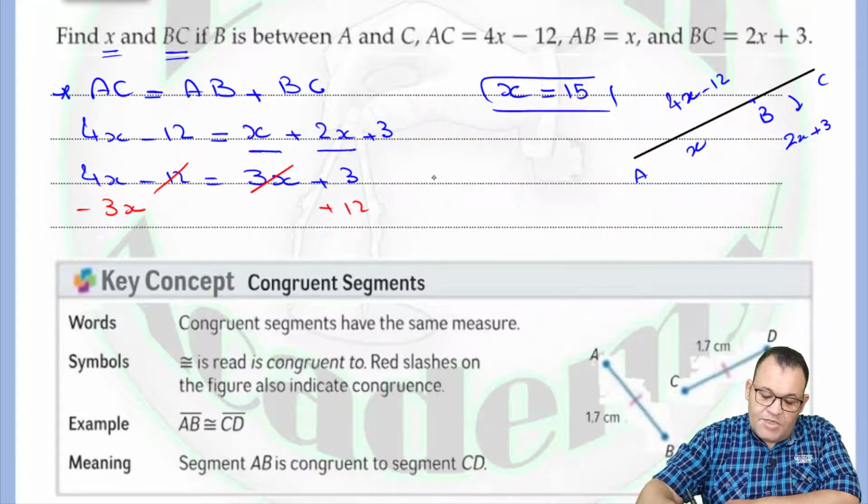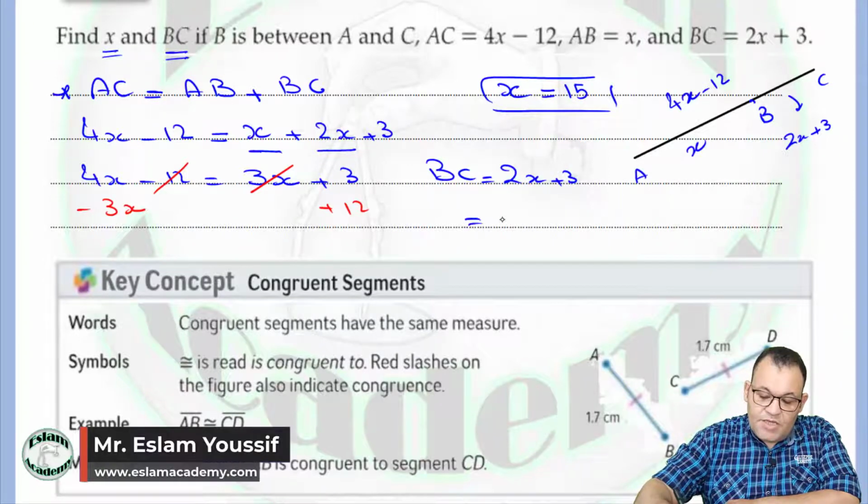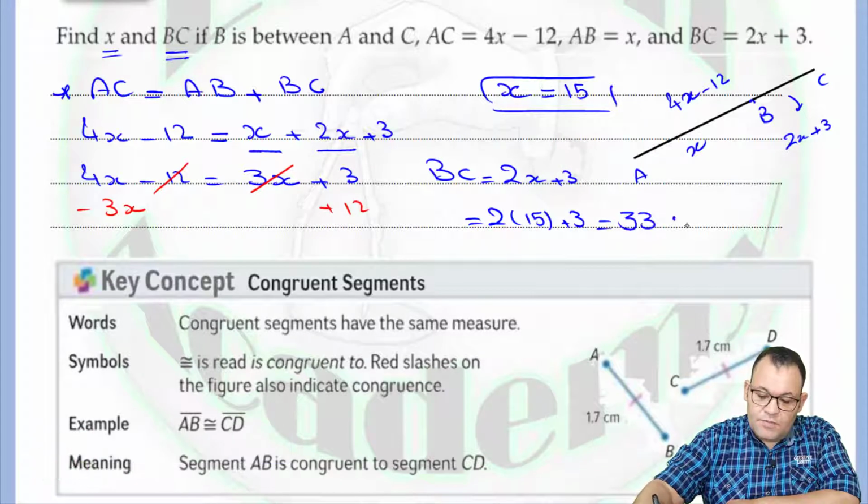Now we need to find BC. What is the value of BC? BC is equal to 2x plus 3, and instead of x, I will replace it with 15. So 2 multiplied by 15 plus 3 equals 33 units.